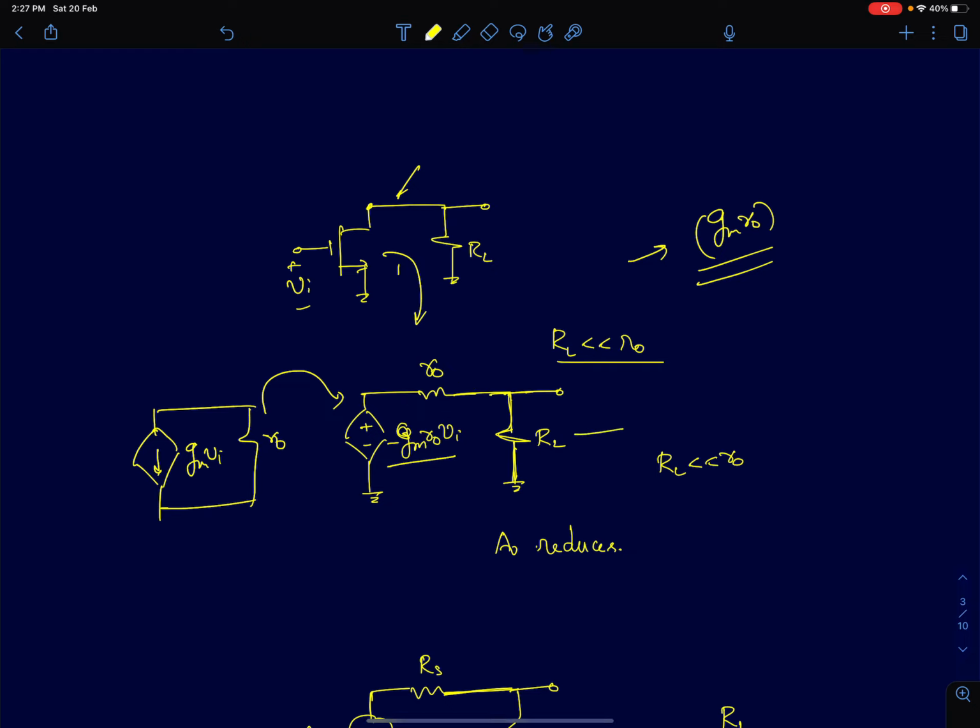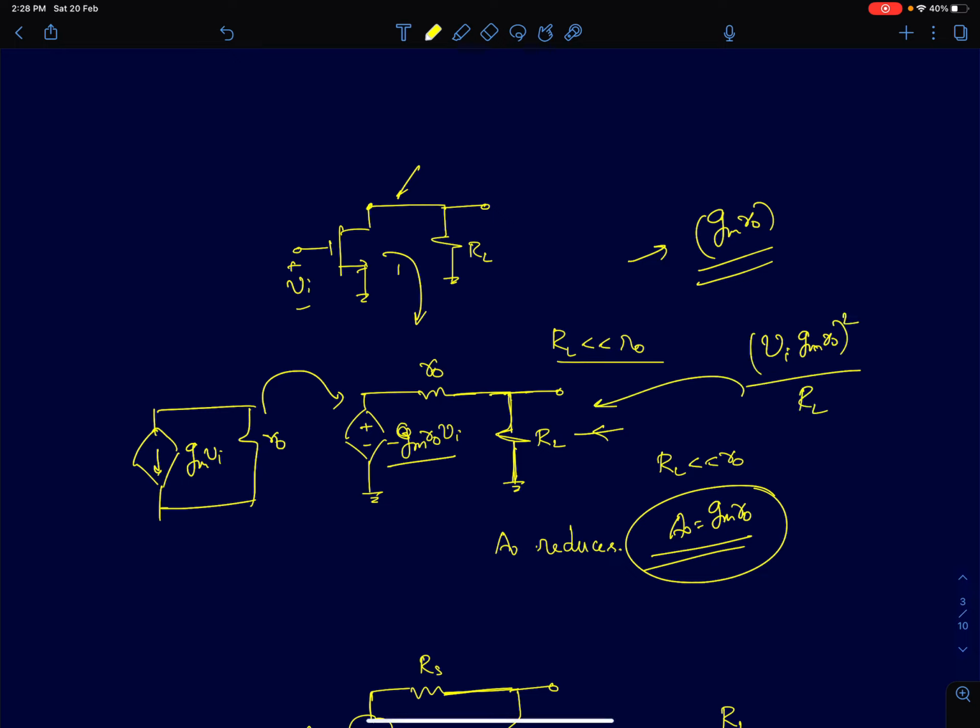Now if your RL is much smaller than R0, the gain reduces significantly from its supposedly nominal value of A0, which is the intrinsic gain value GM/R0. Ideally, I would want a power delivered of this value, which is VI into GM/R0 the whole square by RL. This is the power I want to deliver to the load resistance. But because your load resistance is much smaller than the output resistance, most of the power is going to be dissipated across the output resistance itself. A very small power will be delivered across the load.